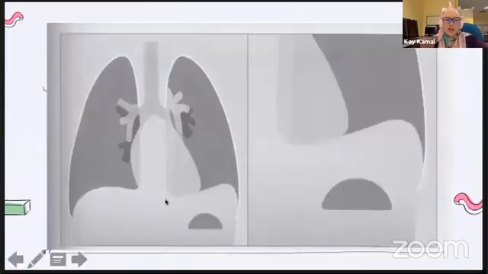On the left, you have a similar appearance. The apex is too lateral, but you can also see that the gastric bubble is pushed down, so it's widely separated from the margin of the diaphragm. Otherwise, it's normally close.